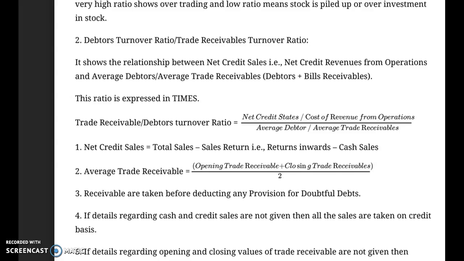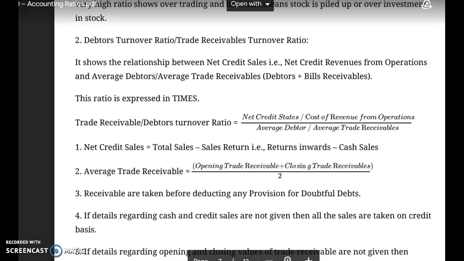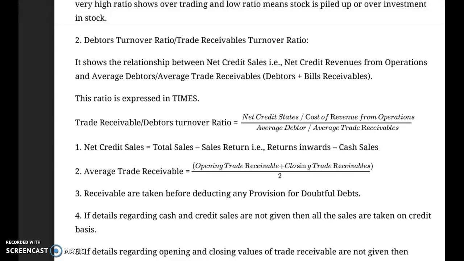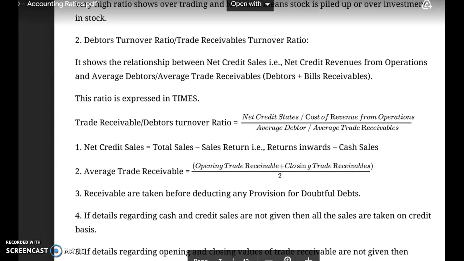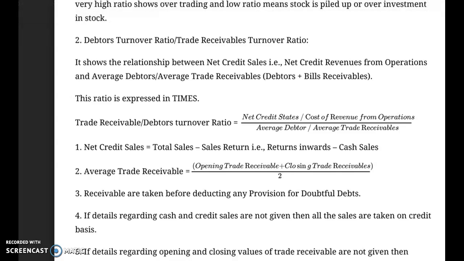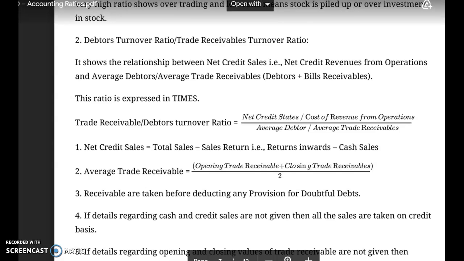And this credit sales will be divided by the average trade receivables or average debtors. Now, how will this average trade receivables be calculated? Very simple: the opening balance of trade receivables and the closing balance of trade receivables, divided by 2. Now, receivables are taken before deducting any provision for doubtful debts. Provision for doubtful debts will not be subtracted. The gross amount of debtors or receivables will be taken.